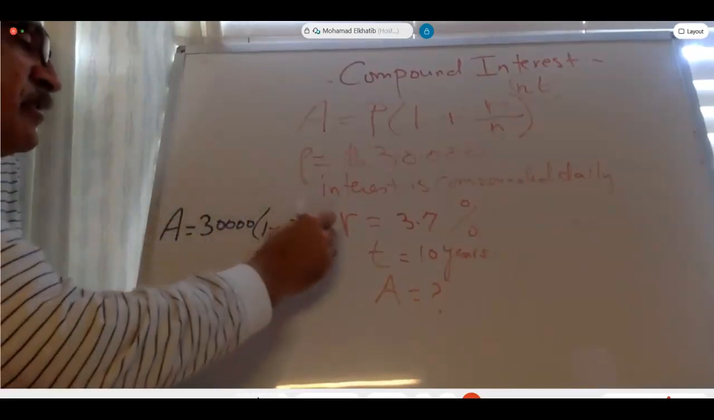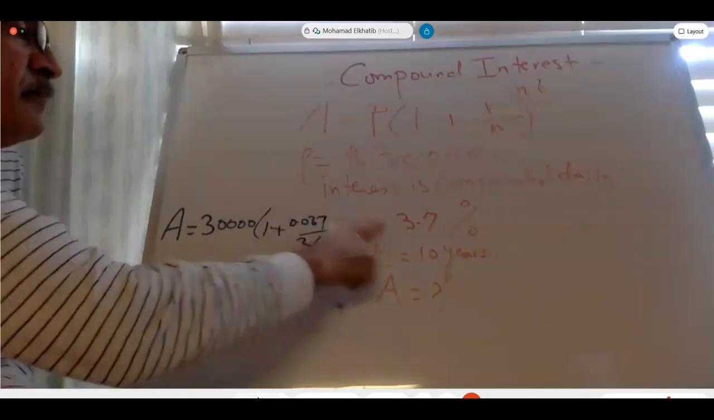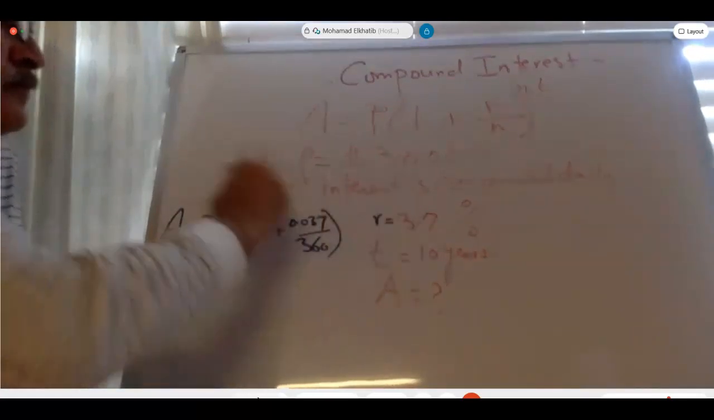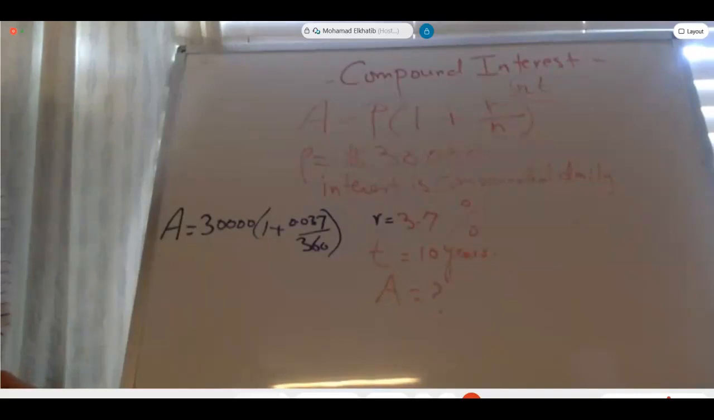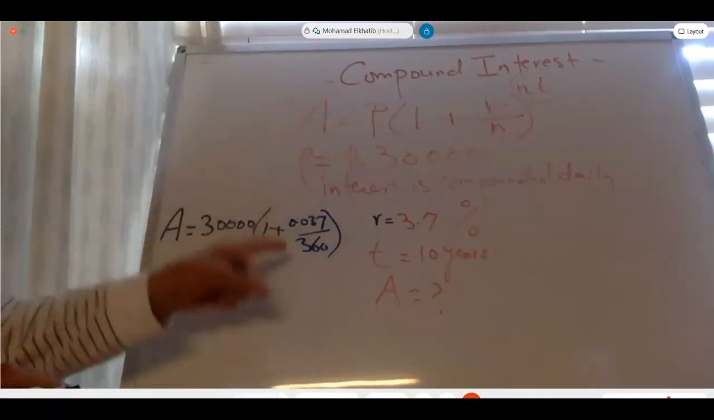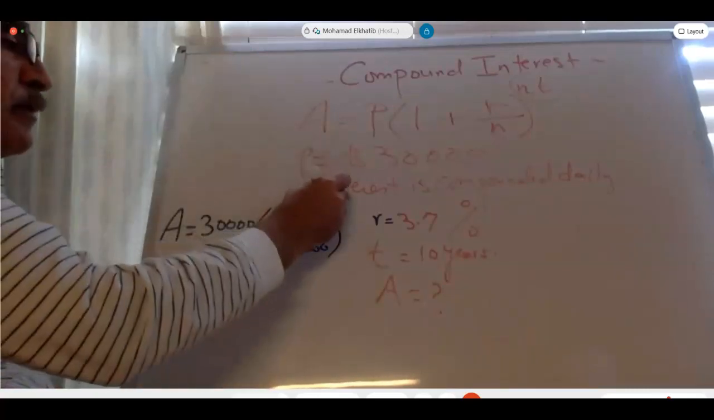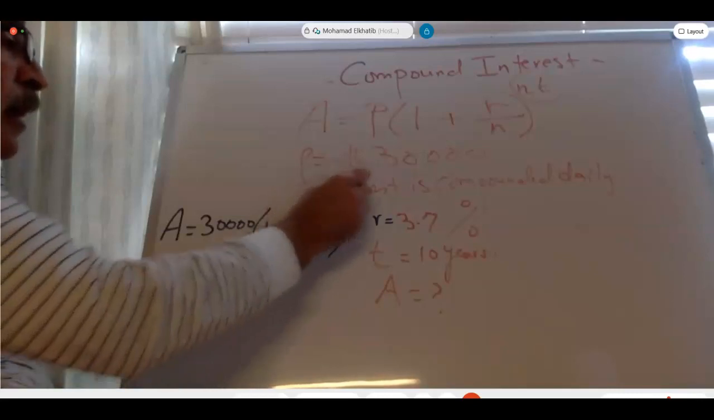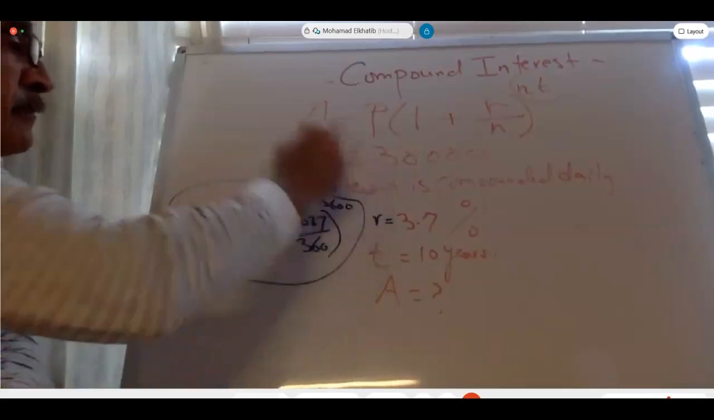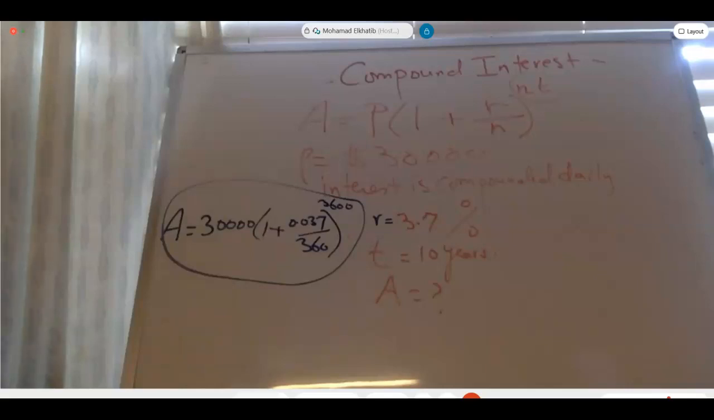n is 360. I hope you put 360. Did you? Yes. n is 360. t is 10. 360 times 10 gives me 3,600. How many of you set it up just like that? Did anybody have any problem, class?